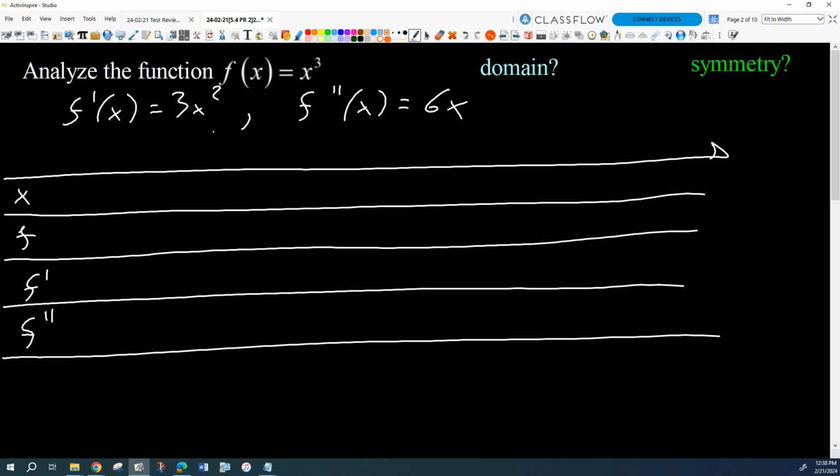The domain of this function is what? Everything except 0? How come we can't have 0? Oh, no, that is... no, then everything. Everything, yeah, all reals.